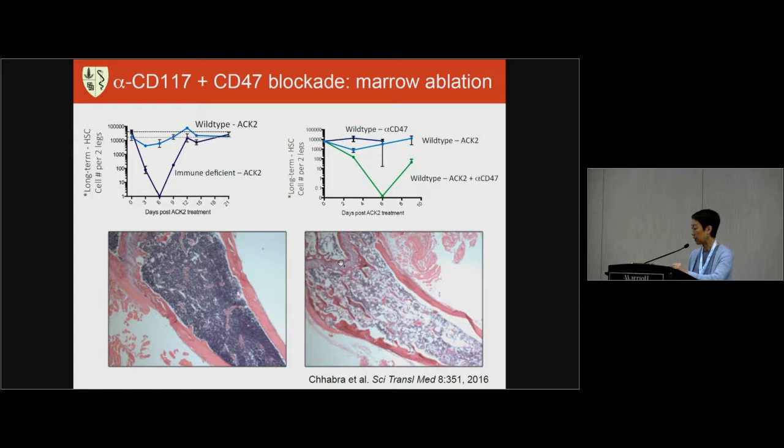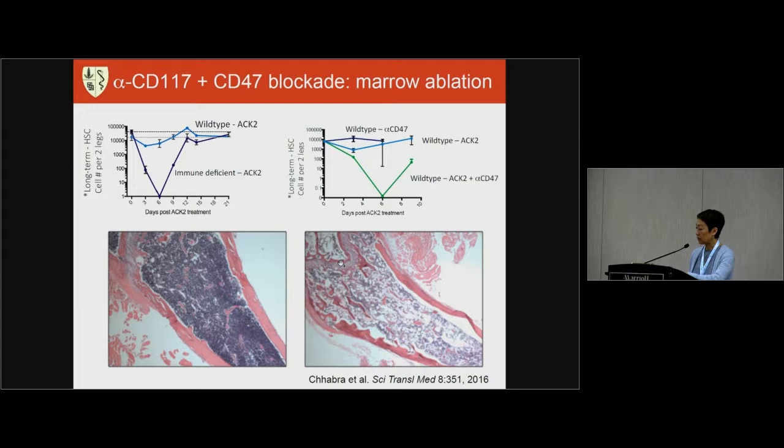So here's the antibody alone, here's the 47, but the two together gives you very deep depletion, again looking like the immune deficient animals. And this is looking at the bone marrow, a picture's worth 1,000 words, where the antibody alone is used, the ACK2. And this is looking at the combination, and you can see that there is really a profound difference.